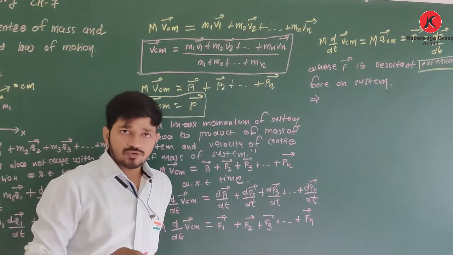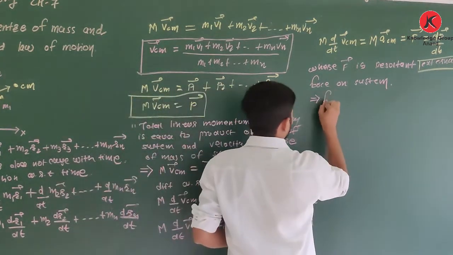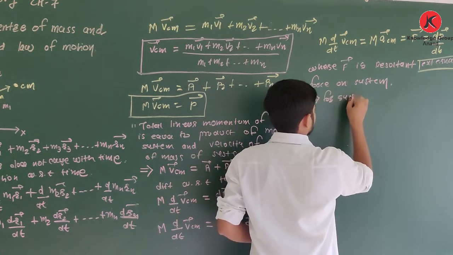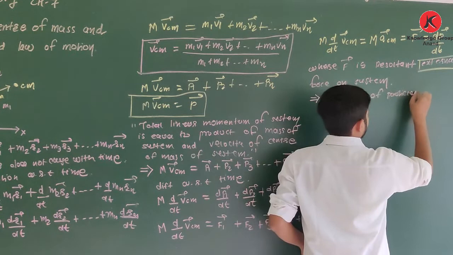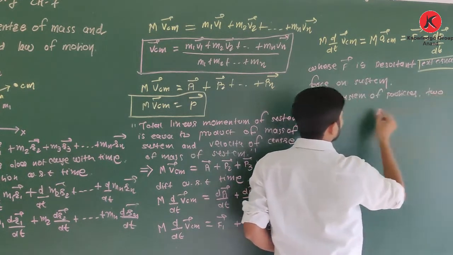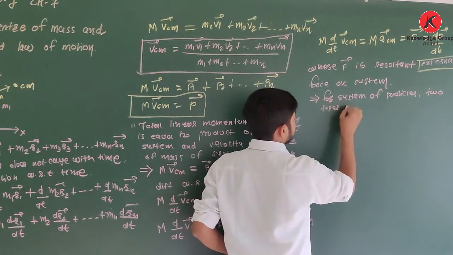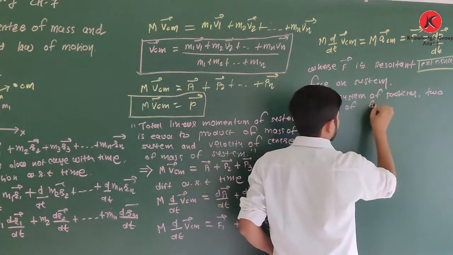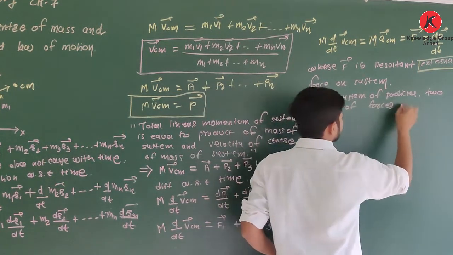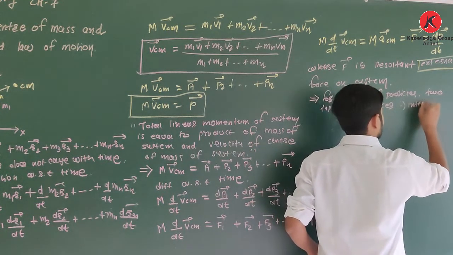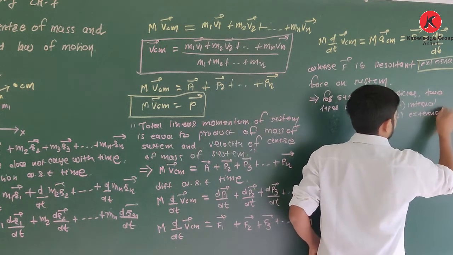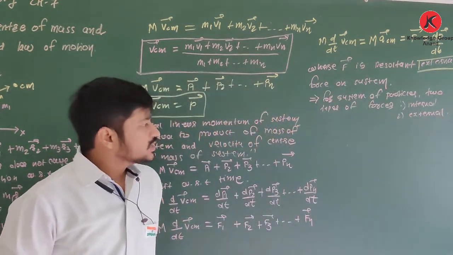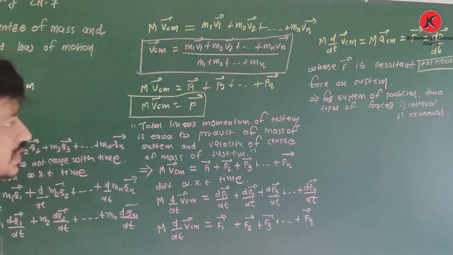If we take a system of particles, there are two types of forces. First, internal, and second, external. For a system of particles, there are two types of forces: internal forces and external forces.